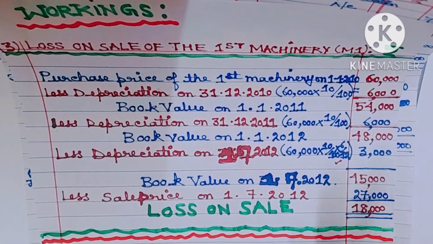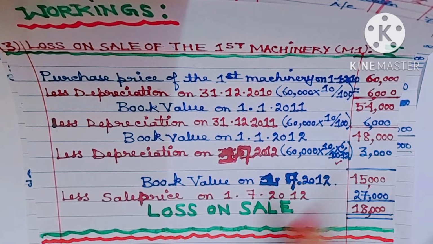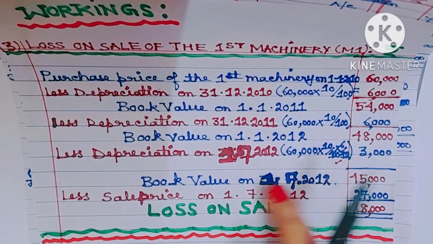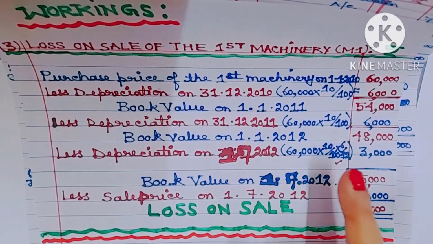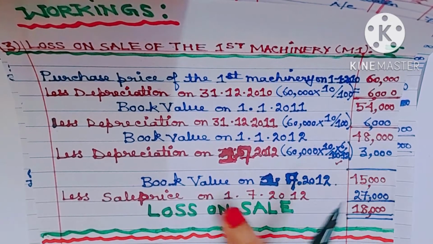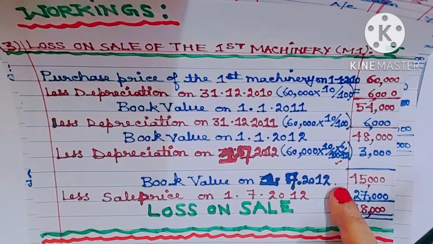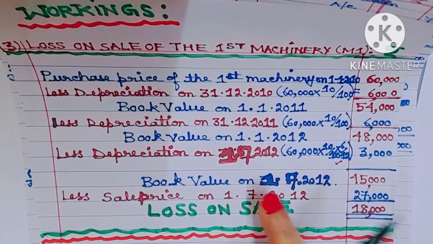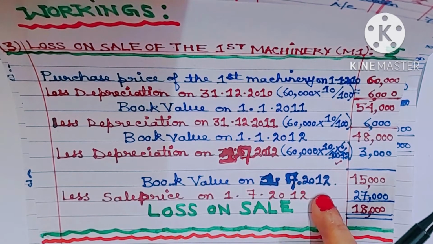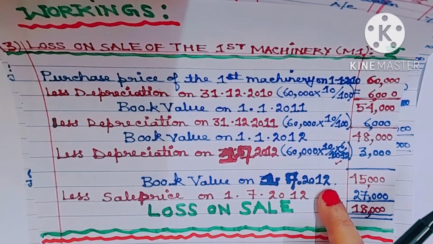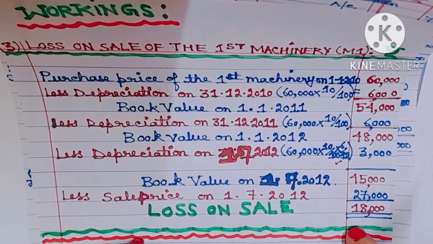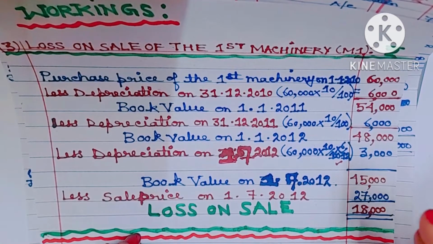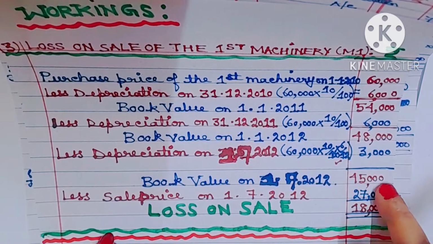I have to show up to 1st July, then I can understand what the book value is: original cost of the first machinery minus depreciation till 30th June 2012. So book value on 1st July 2012 is 45,000. So the value of the first machinery on 1st July 2012 was 45,000. Understood? Not 60,000, because by charging depreciation every year the value has decreased.